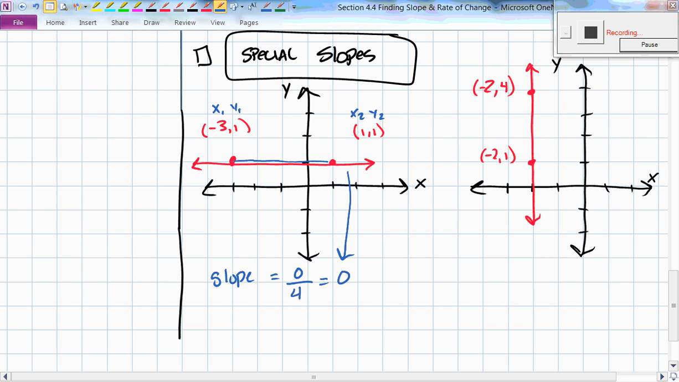All horizontal lines have a slope of 0. Think about it like the ground, right? If the ground is flat, there's no slope. The slope is equal to 0.